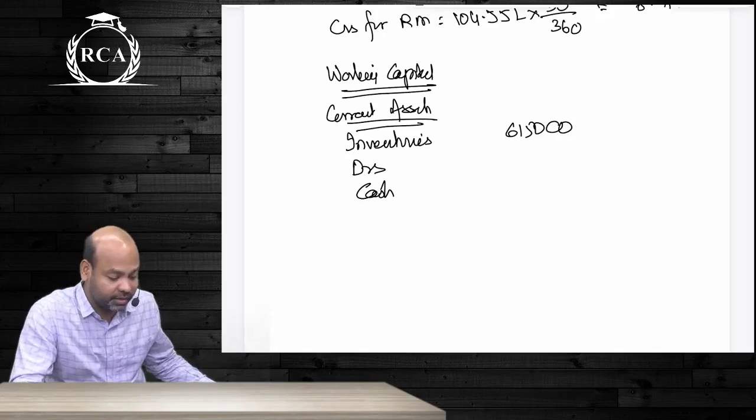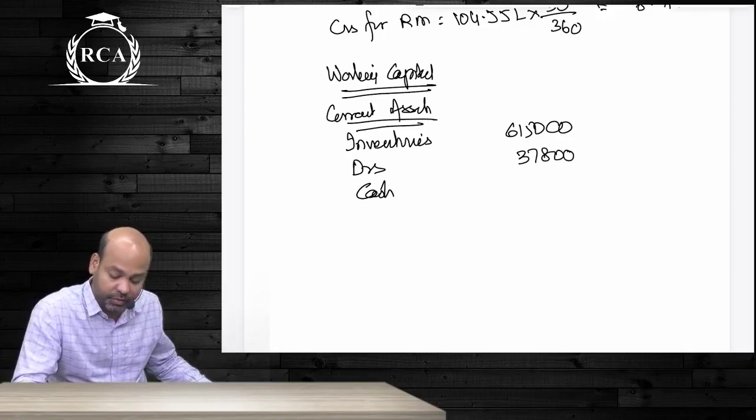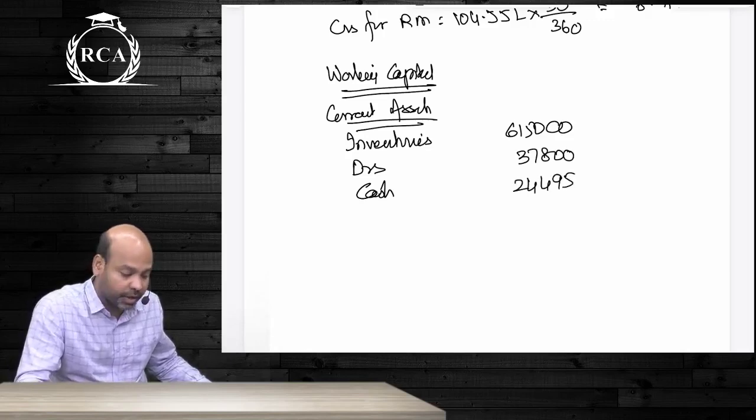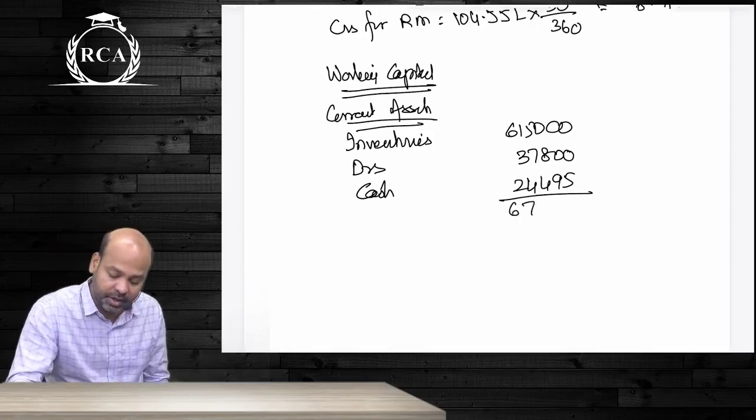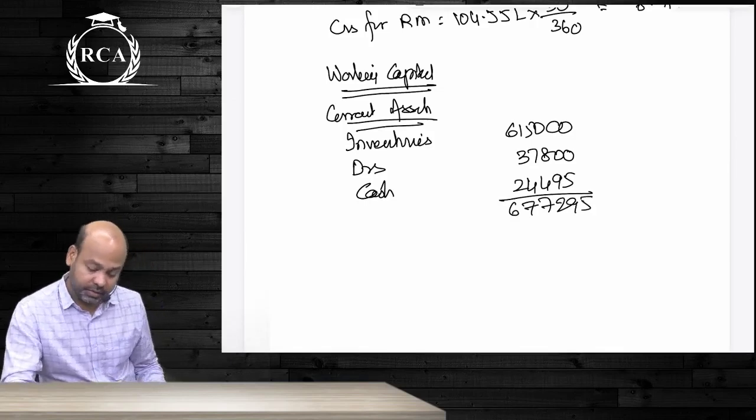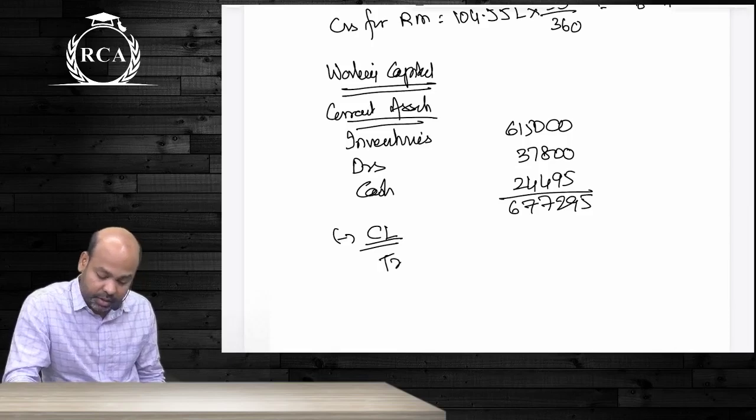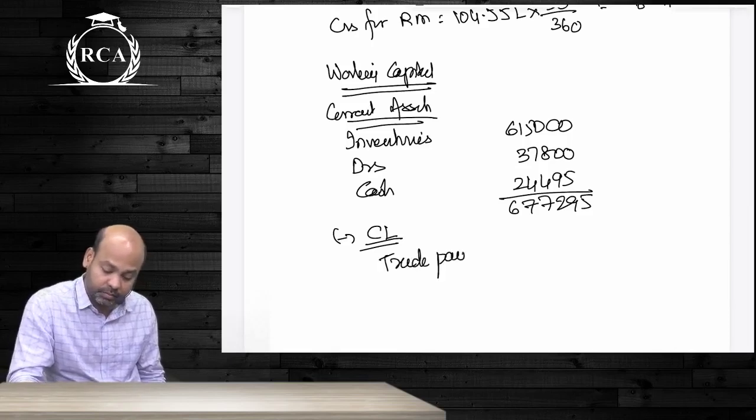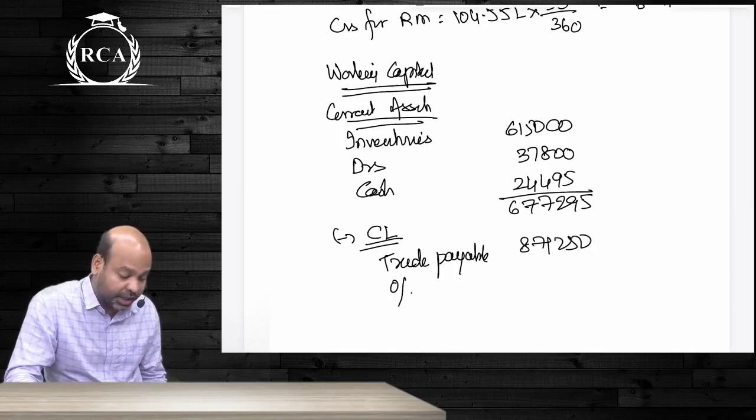Next beta, what else is there? How much did you say debtors were? 37,000 and this is 24,495. Can you tell me the total amount? 6,70,000? This matches with the answer guys. Minus current liabilities guys. Trade payables, how much beta? 8,71,250. Outstanding wages.